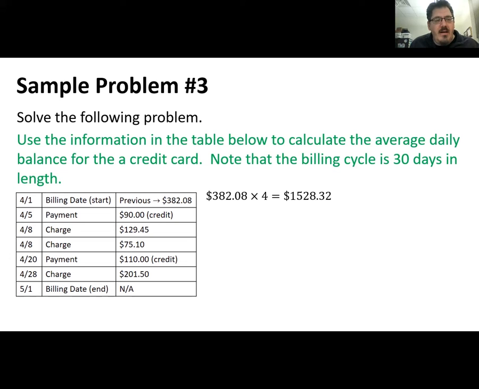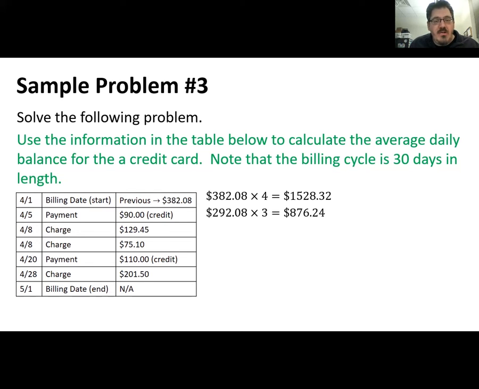Now on the 5th, a $90 payment, so a credit goes in, and a credit means we're going to decrease the amount of the balance because we're paying some money off. So if we take $382.08 and subtract off the $90, we get a new balance of $292.08. And that balance is what is in the account or charged to the card for the next 3 days, April's 5th, 6th, and 7th, so that's why we multiply it by 3.